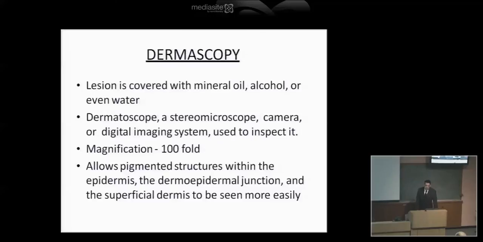The procedure basically involves covering the lesion either with mineral oil or alcohol or water, after which a specific instrument called a dermatoscope is used, which provides a magnification of about 100-fold, and it allows the pigmented structures within the epidermis, the dermo-epidermal junction, as well as the superficial dermis to be seen more easily.